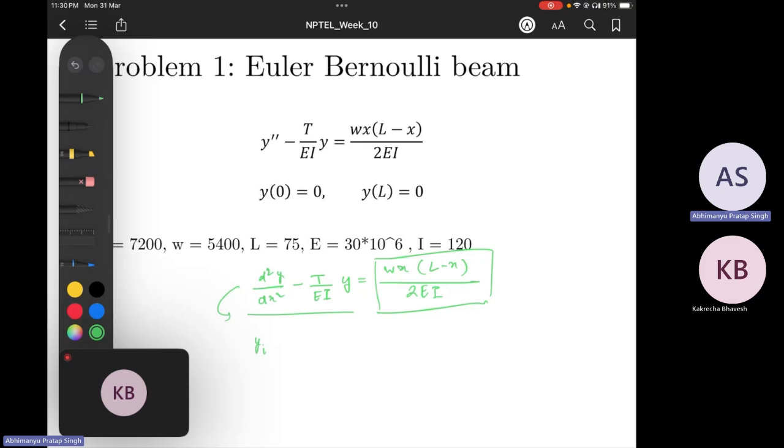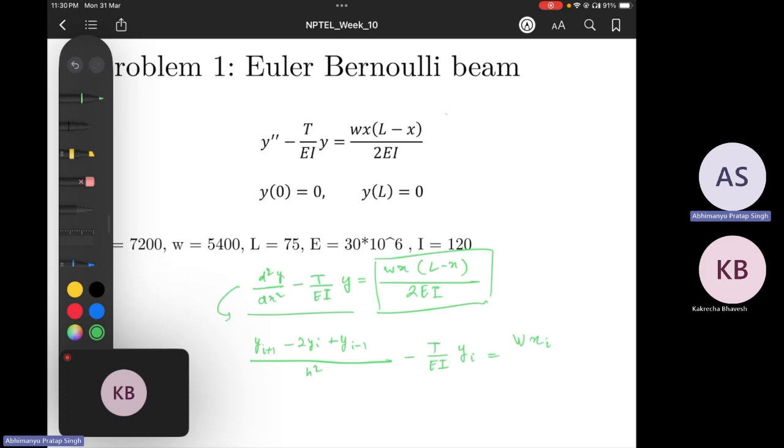So this becomes (y(i+1) minus 2 yi plus y(i-1)) upon h squared minus T upon EI yi is equal to this. We just leave it as it is. But still, this x is a part of the ith node only, right?